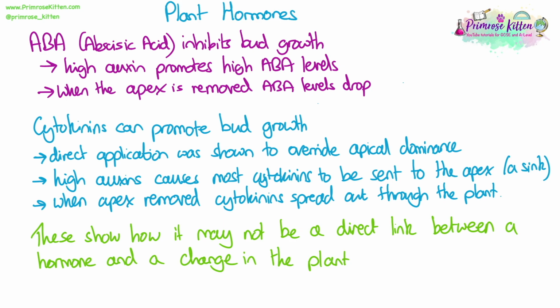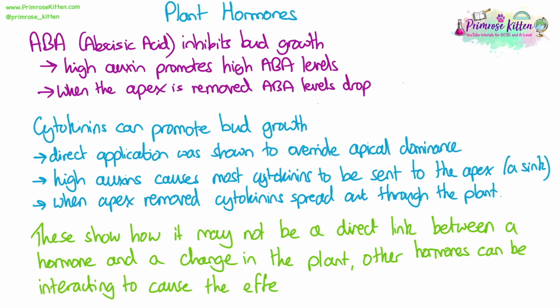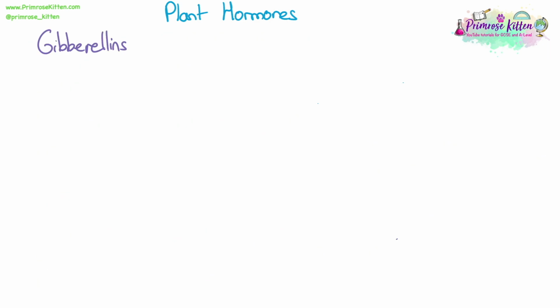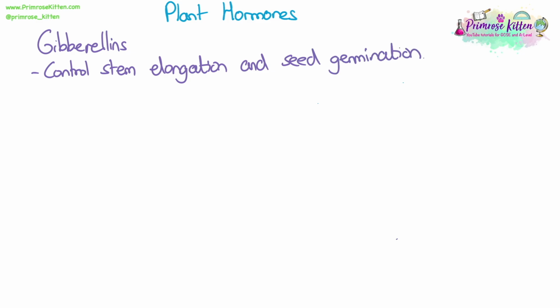These show that it may not be a direct link between one hormone and a change in the plant. It can be an interplay, an interaction between other hormones also causing the effects. The next hormone group we're going to look at is gibberellins. Gibberellins are known to control stem elongation and seed germination in plants.